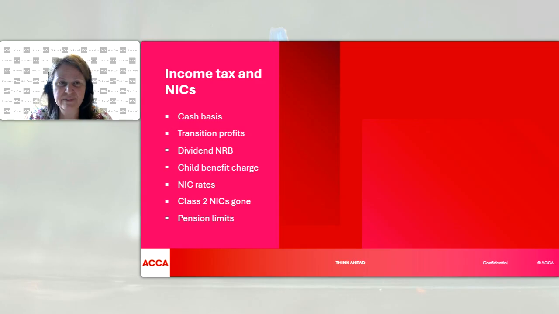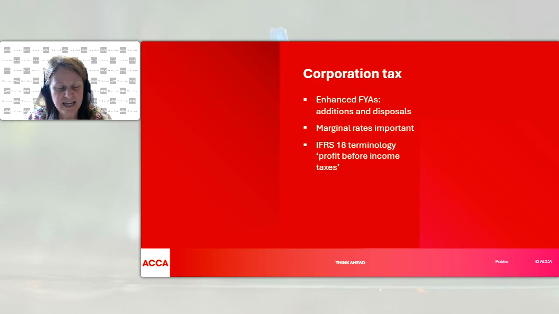For corporation tax, enhanced capital allowances, we've got additions back again. So additions, we now have full expensing and then disposals of assets on which enhanced capital allowances were claimed. So those were tested last year as well. Marginal rates, so those are not brand new, but they have emphasised that marginal rates of tax where we've got the different rates of corporation tax are important, so make sure that you know how those work.